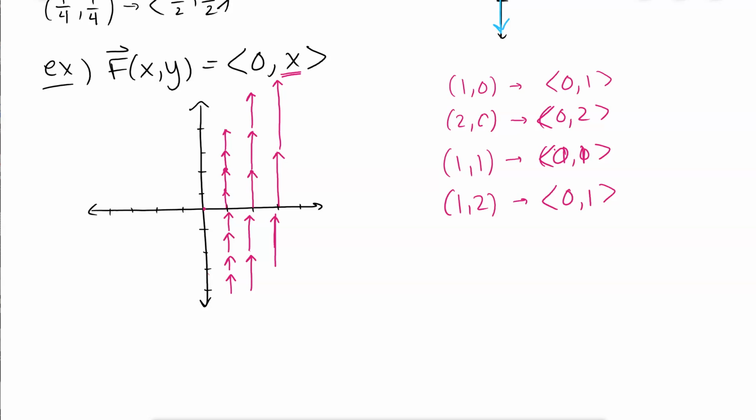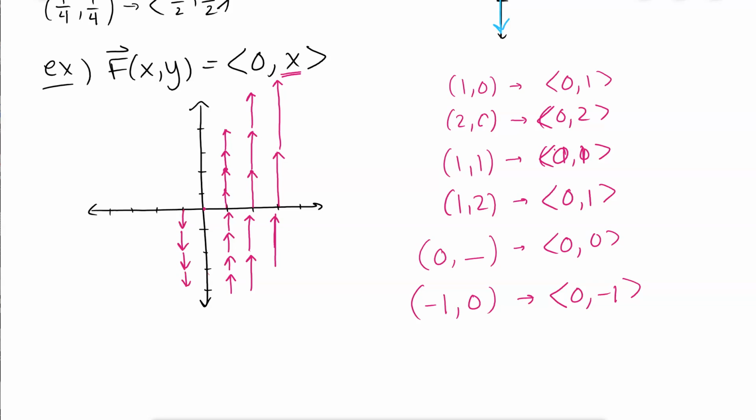If I look on the y-axis, I'm not going to have anything, because anything on the y-axis has the coordinate (0, whatever my number is), and that's always going to give me (0, 0). So I have nothing on the y-axis. If I look in the negative direction, like (-1, 0), what is that going to return? It's going to return the vector (0, -1). So what's different here is that my vectors are all going to point down.